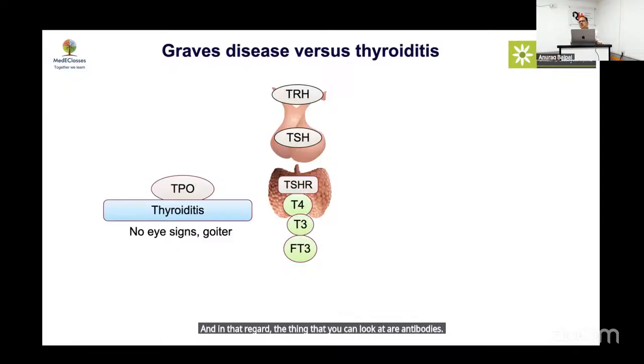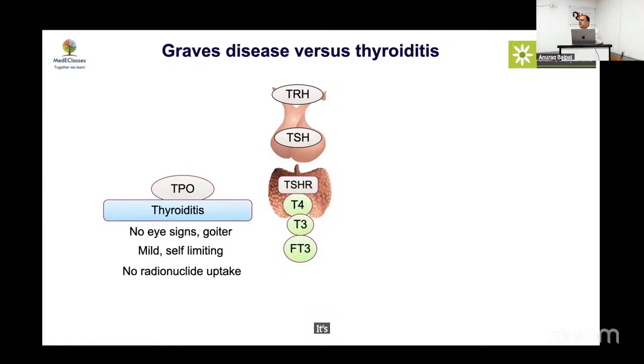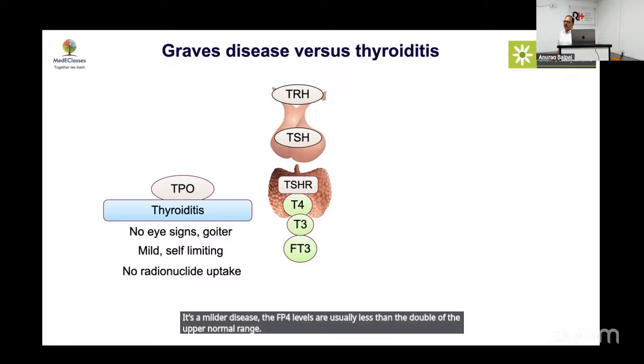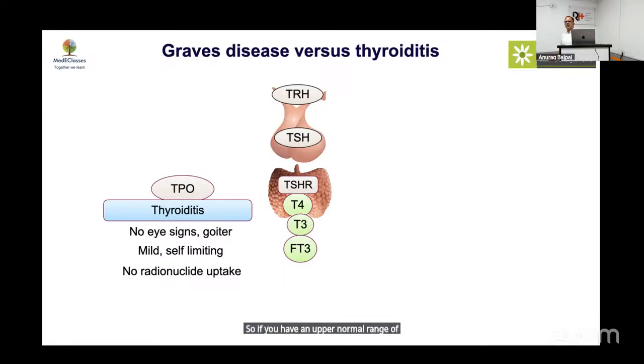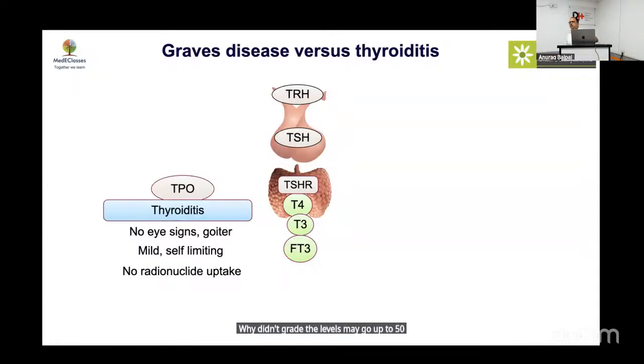TPO antibodies is not a very good marker, but it will give you a clue towards thyroiditis. There will be no eye sign or goiter. It's a milder disease. The FT4 levels are usually less than double the upper normal range. So if you have an upper normal range of 22 picomoles per liter, this will be somewhere around 25, 30, while in Graves, the levels may go up to 50, 55. They are much, much higher.